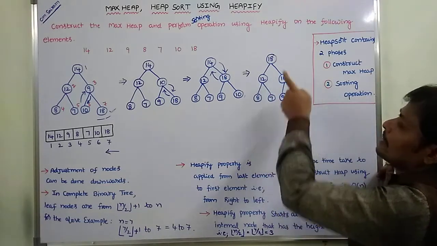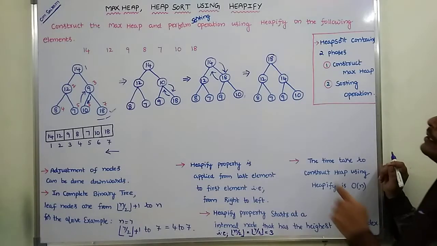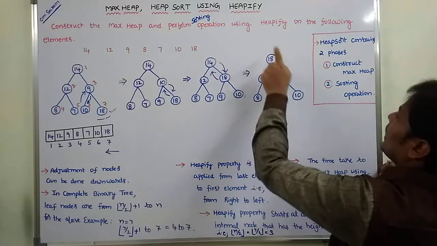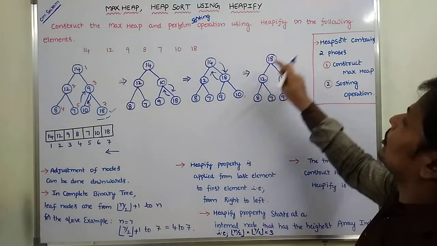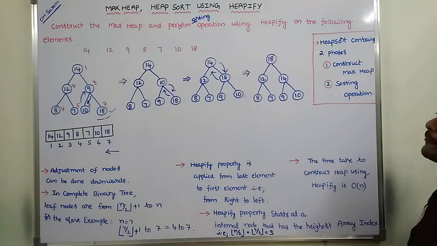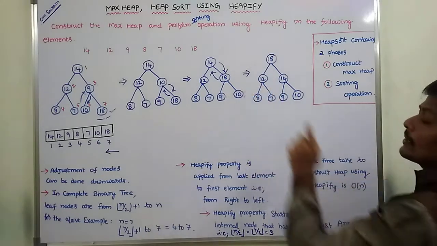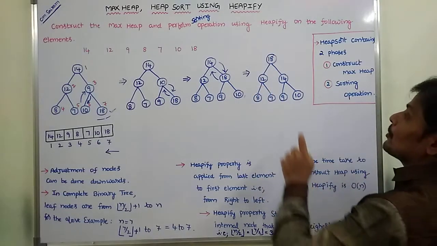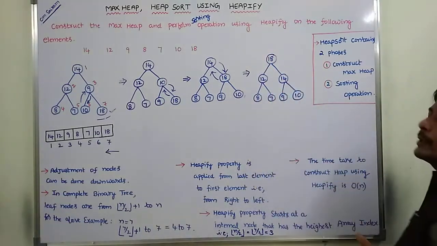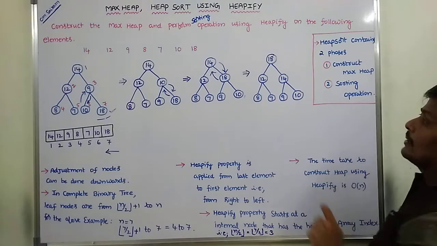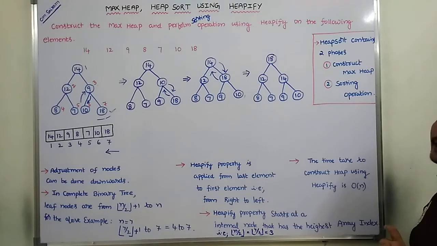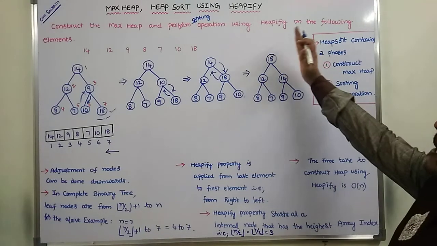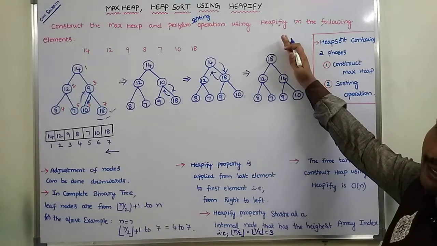It satisfies the maximum heap property. Next, 12 and 14 have the parent 18. So 18 has left child 12, and 18 has right child 14. 18 is compared with 12, 18 is greater than 12. 18 is compared with 14, 18 is greater than 14. So it satisfies the maximum heap property on the left subtree and right subtree. So this is the maximum heap we are getting.